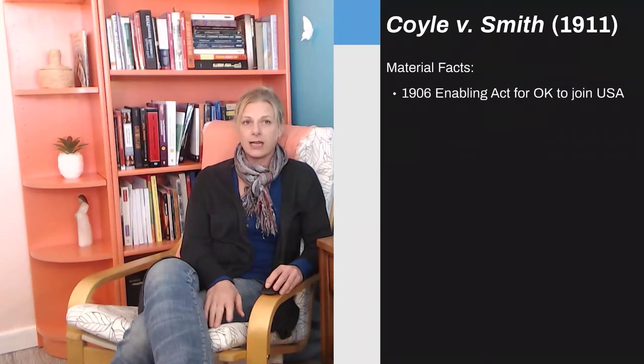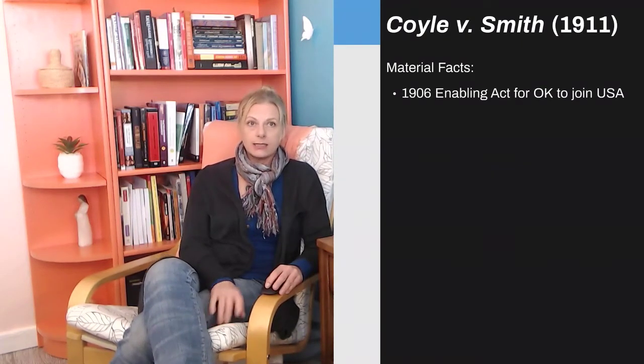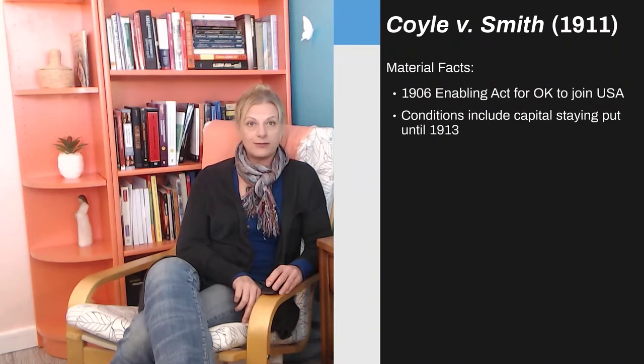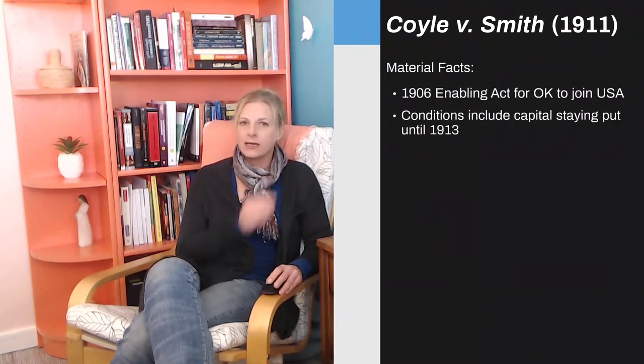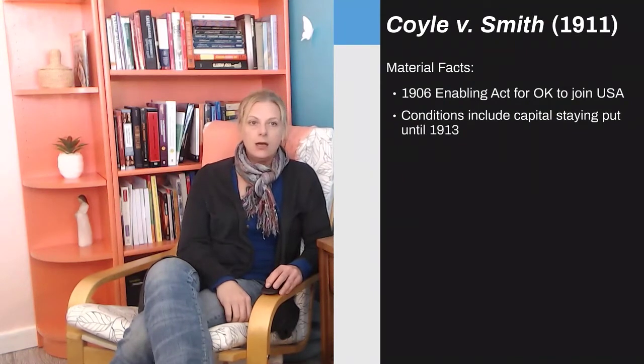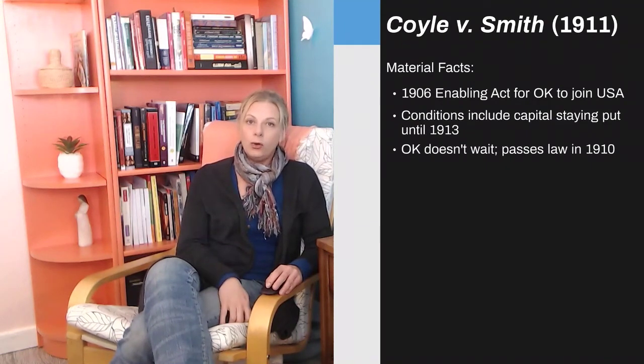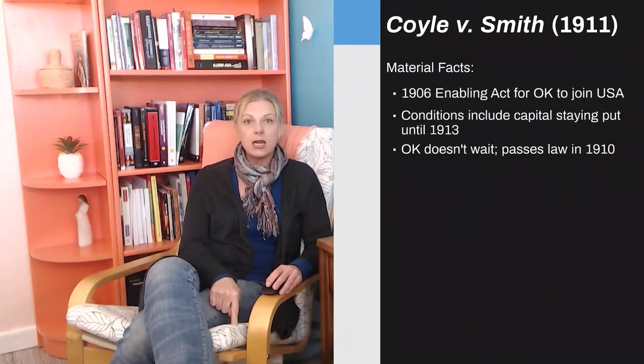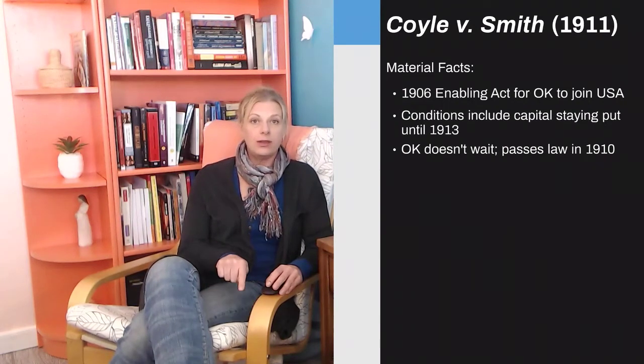Now the facts of this case involve the 1906 Enabling Act for Oklahoma to join the United States. In this act there were conditions attached. One of the interesting conditions was that the capital city would have to stay put until at least 1913. There were some interesting, kind of partisan political reasons for this. But Oklahoma joins the Union and then decides it does not want to wait until 1913, and in 1910 passes a law that would move the state capital.